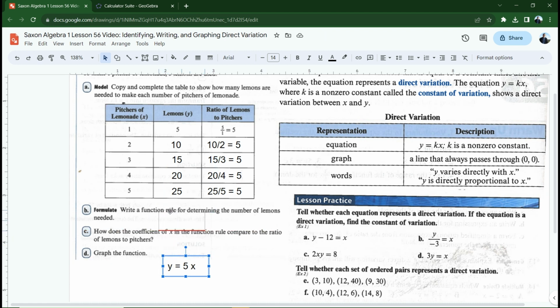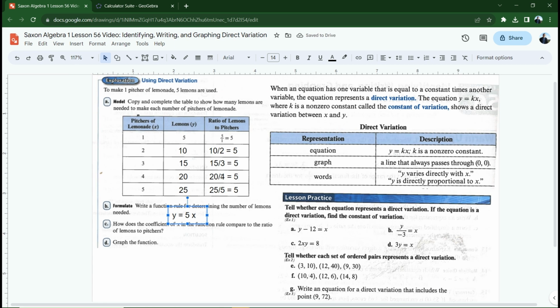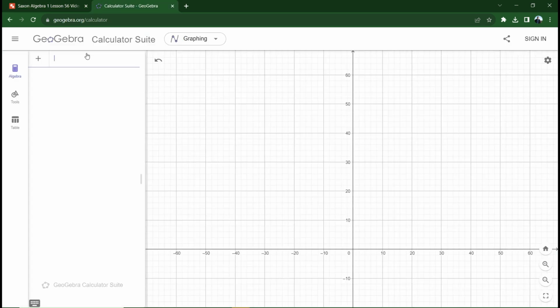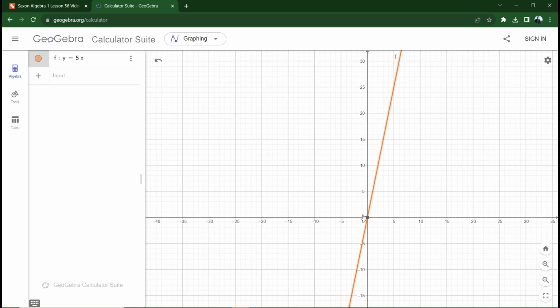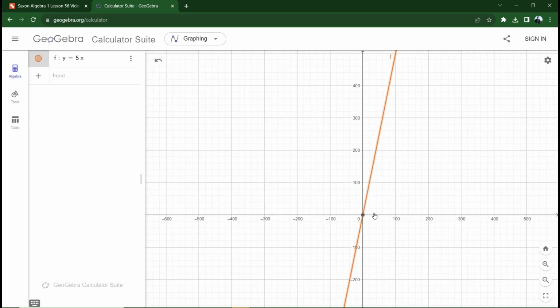Okay, and then how does the coefficient of x in the function compare to the ratio of lemons per pitcher? It's the same. This ratio here is the number that's multiplying x, and it always is the same. Now, to graph the function, if I go to a graphing calculator, y equals 5x, it's really easy to do this on paper too, because you just plug in a bunch of test values, 0, 1, 2, 3, 4. You could even just plug in what was in our table, okay? And you'd see that you get a graph that looks like this.